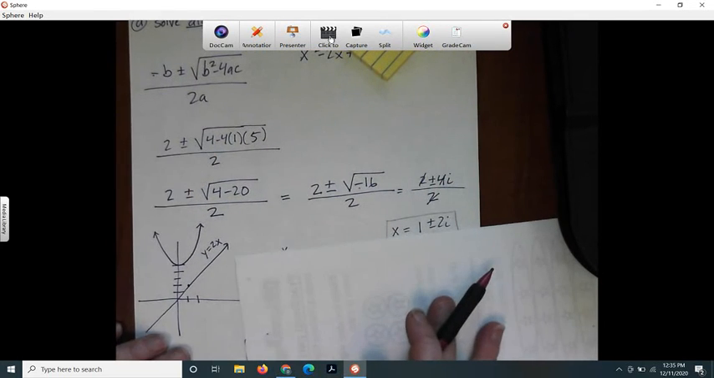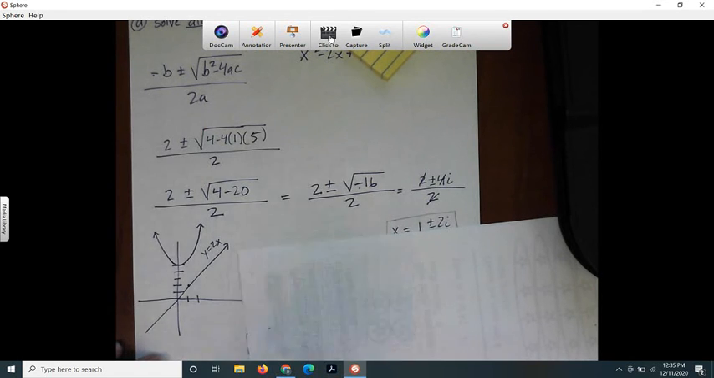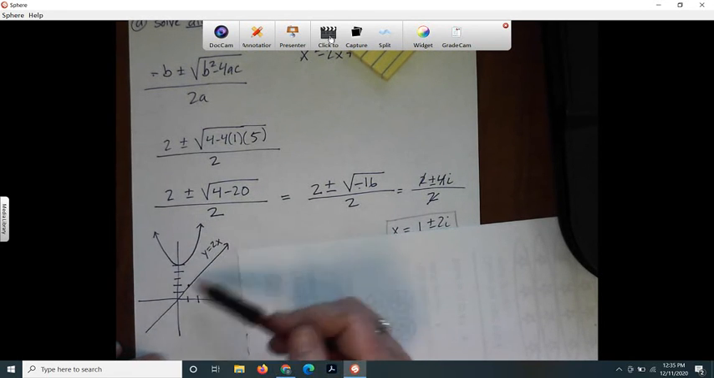Well, it means that... what does that mean for the graphs? Well, it means that the graphs never touch each other.